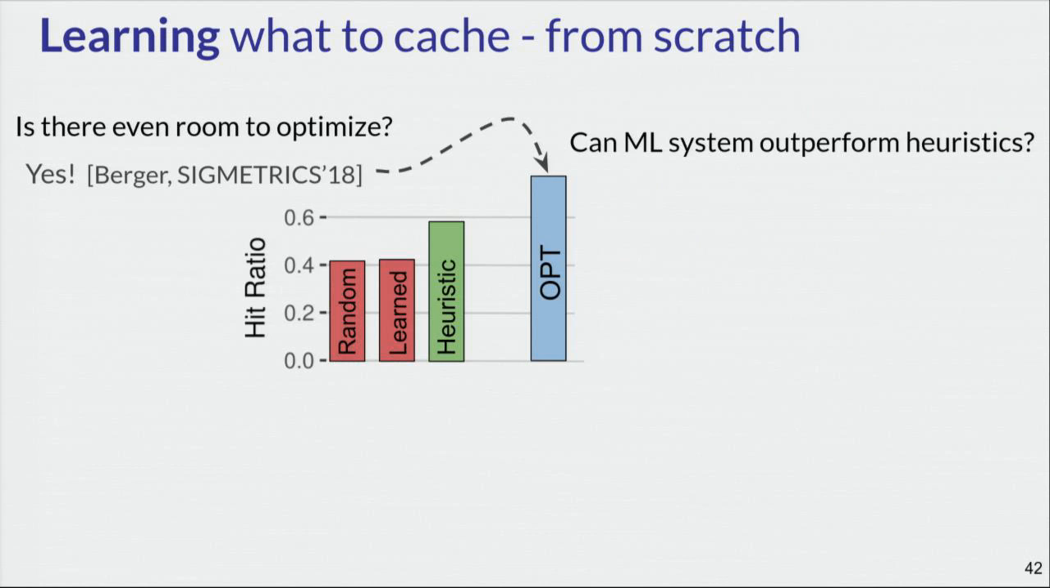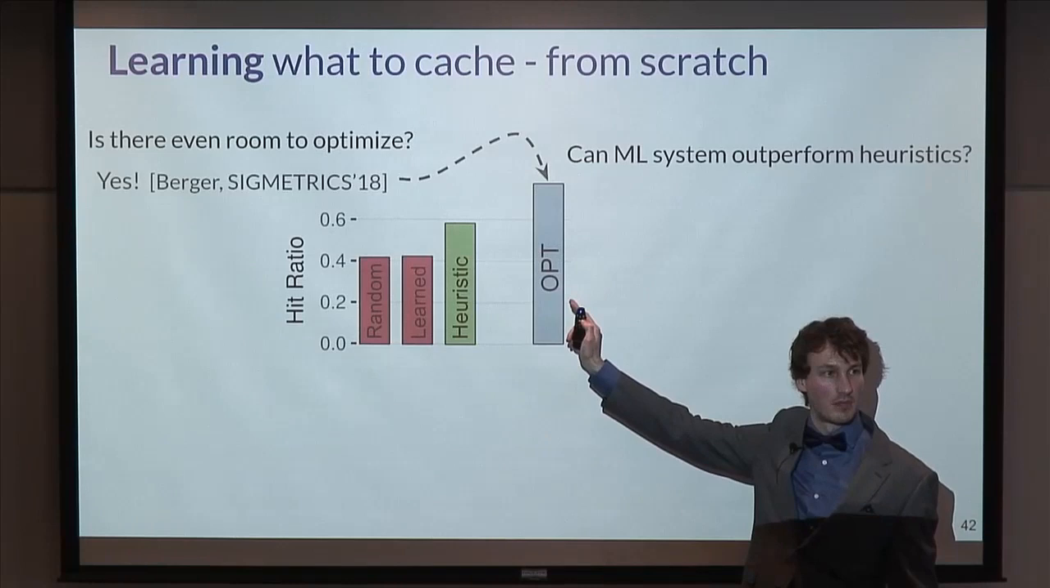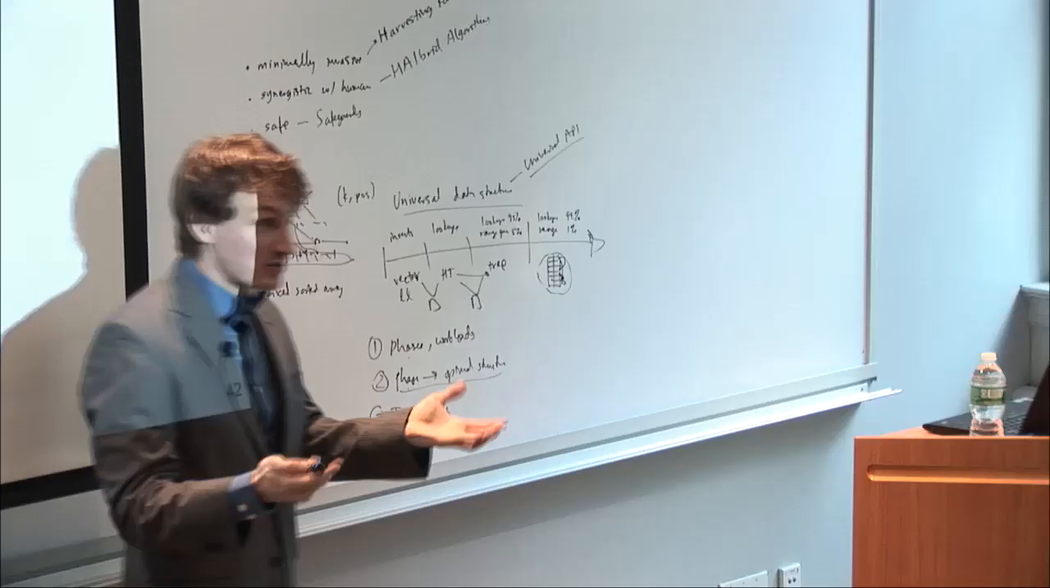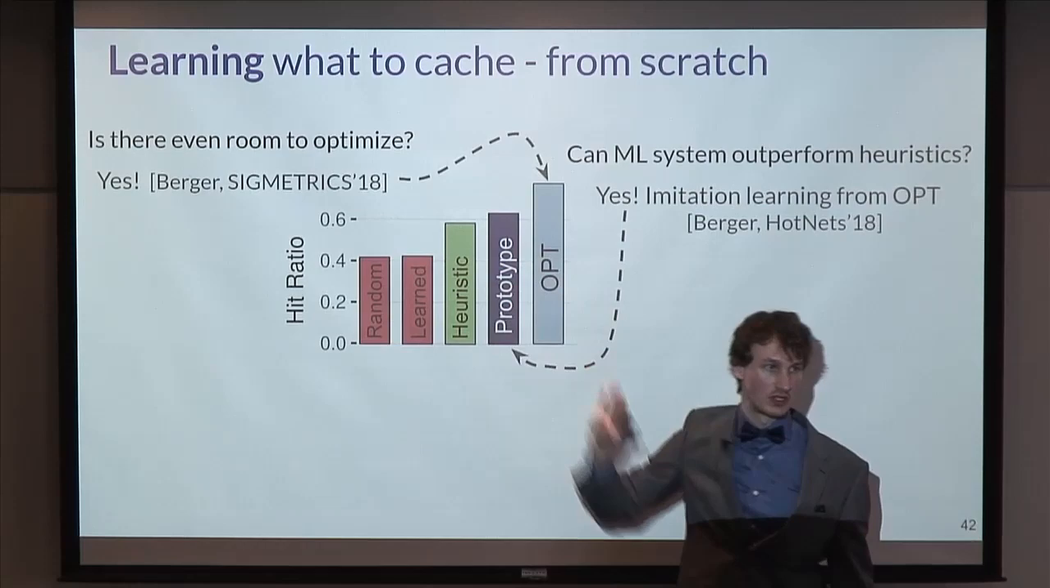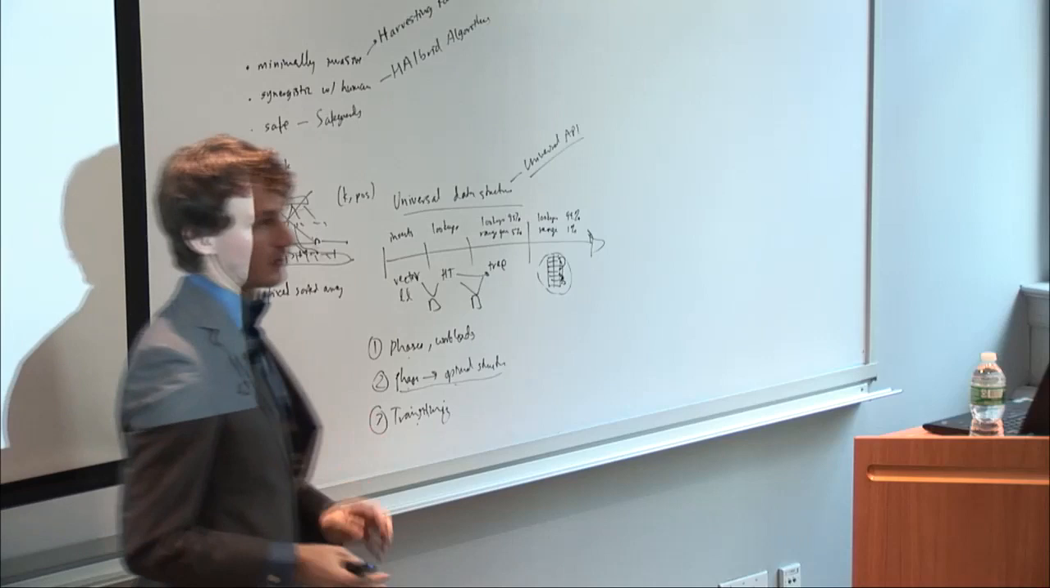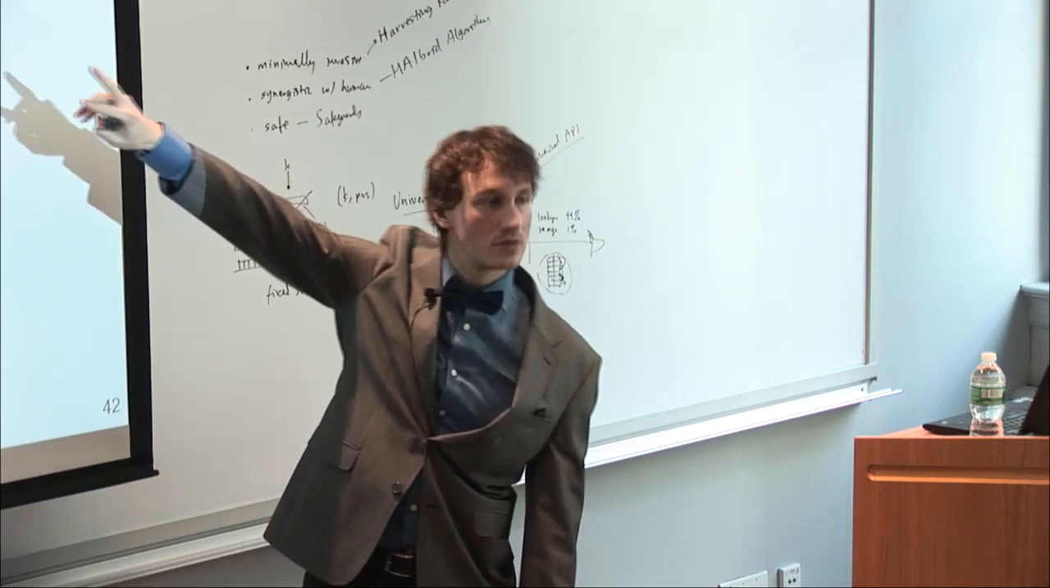Now, compared to the previous work, we had the advantage that we have this optimal policy. And that optimal policy turns out to be constructive. So what we were able to do is just do imitation learning based on that, which obviously is much, much easier in that context. And we came up with a prototype that actually outperforms all of the heuristics that we found in the literature so far. So it's only a very small improvement so far. We are not able to bridge that gap yet.